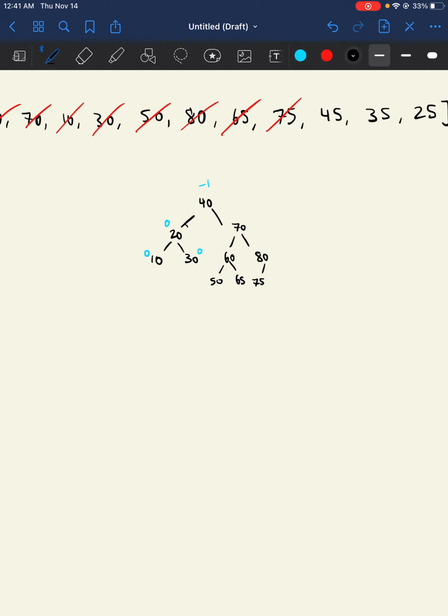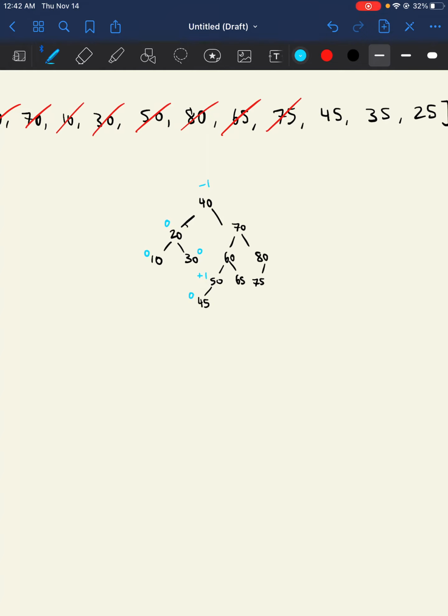Let's insert number 45. 45 is bigger than 40, smaller than 70. It is smaller than 60, and it's also smaller than 50. It's going to go all the way down here. Balance factor time. Balance factor is 0. 1 minus 0 is 1. Let's draw a positive 1, just to be extra clear.